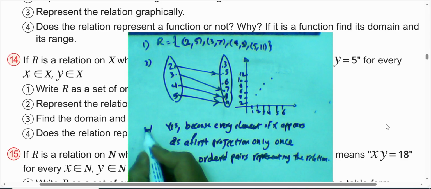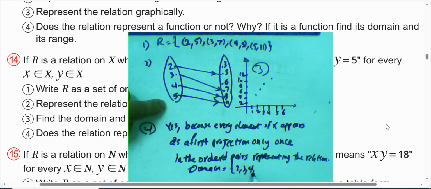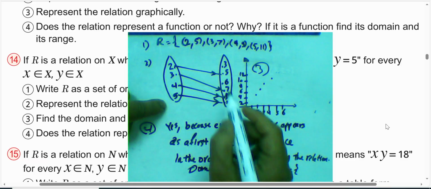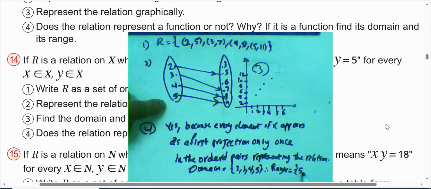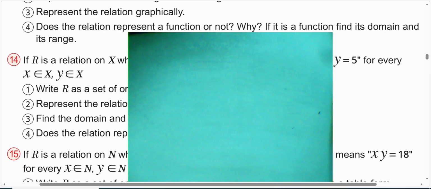This question number 4 is number 3. We will find the domain and the range. The domain is the first projection: 2, 3, 4, and 5. And then the range, the second: 5, 7, 9, and 11. Okay, understood?